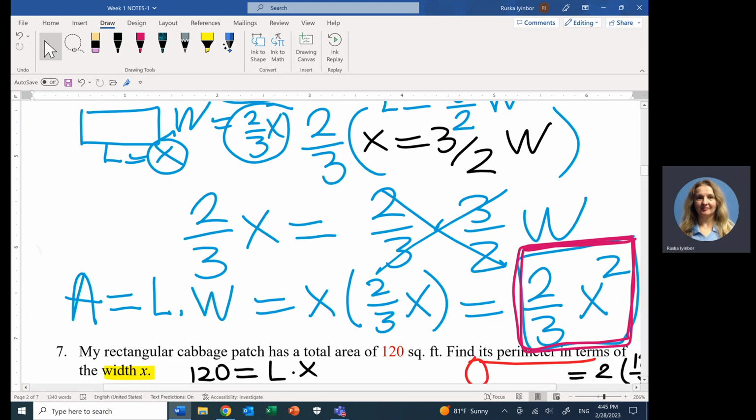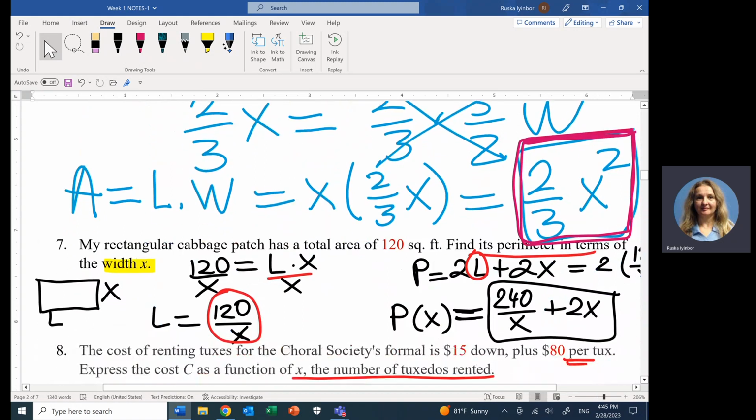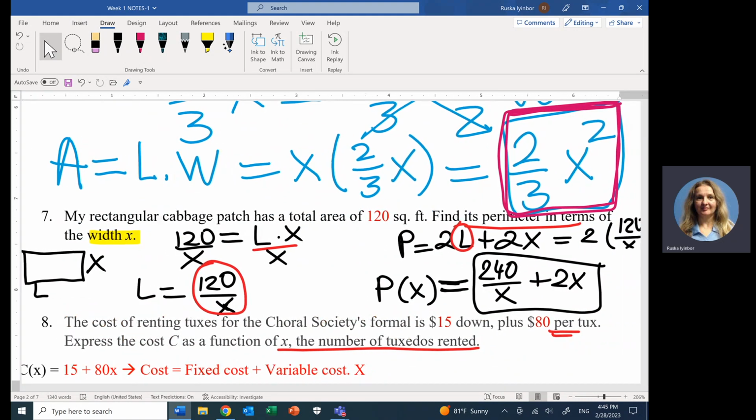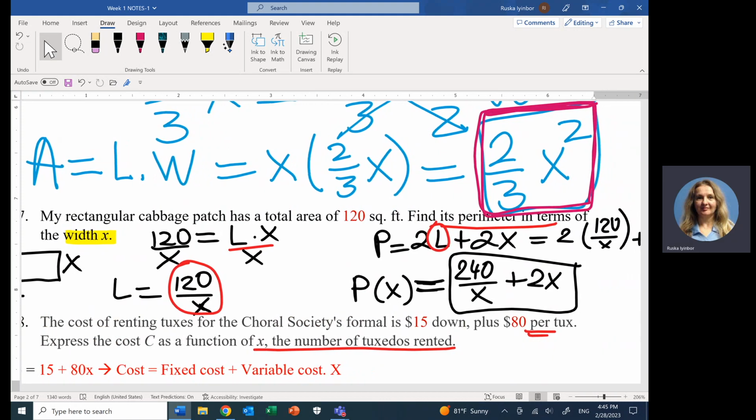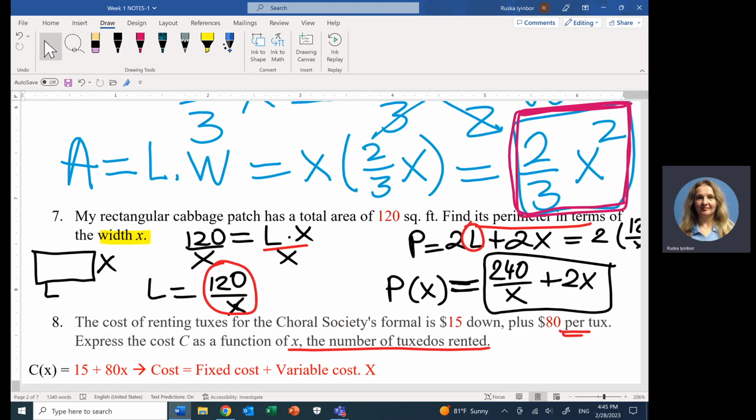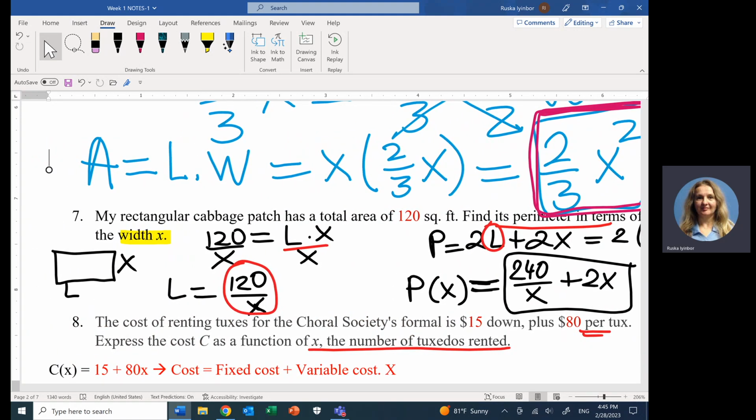The next one is absolutely the same way. But here instead of a soccer field, we have a cabbage patch that has a total area. So here we have a rectangular shape again. The total area is 120 square feet. We have to find the perimeter in terms of the width x. So here's the picture. We have the length and the width, the area, like this. This is the rectangular shape here, right?